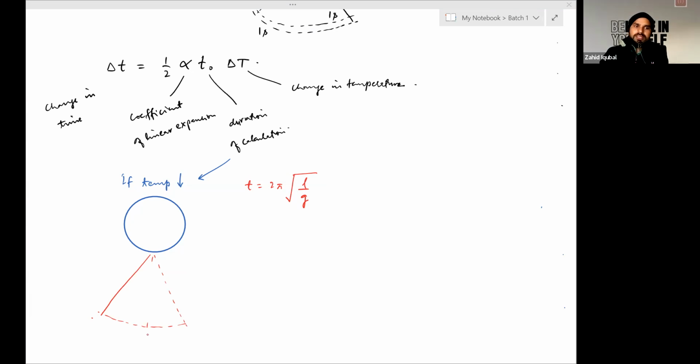So initially, it was taking 1 second for half oscillation from one point to another. Now it will take, let's say, 0.9 seconds to go from one end to the other end. And similarly, on returning back to its own position, again, let's say it takes 0.9 seconds.